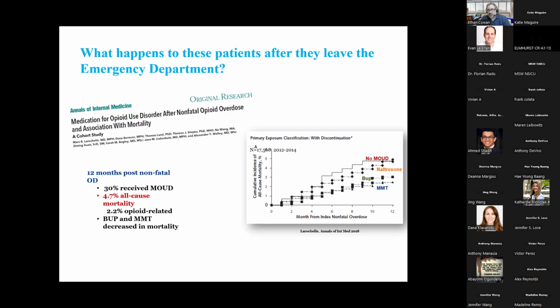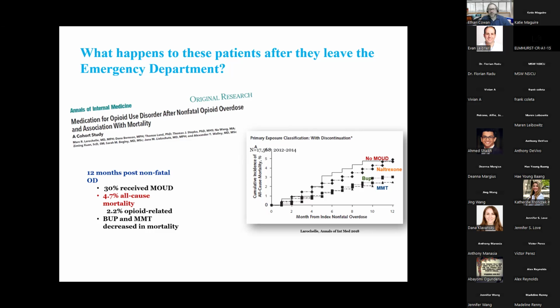This is a very similar paper by Marc LaRochelle, also from Alex Walley's group, basically using the same data set. And here they looked at all-cause mortality. So these are ED visits for opioid use disorder related complaints in Massachusetts. Their all-cause mortality at a year was 4.7%. The thing that this paper adds is that if patients received a medication for opioid use disorder in the 12 months after their visit, then their all-cause mortality was halved. So it went from 4.7% to 2.2%.